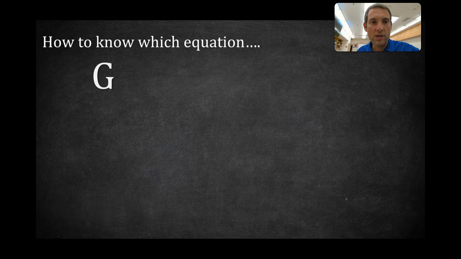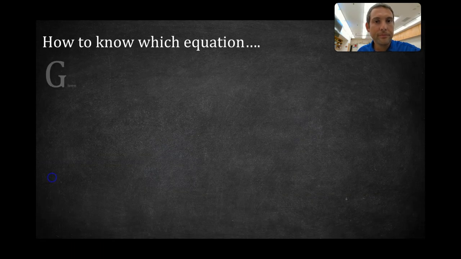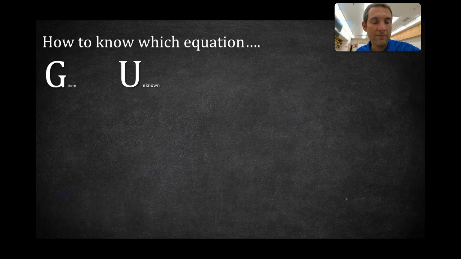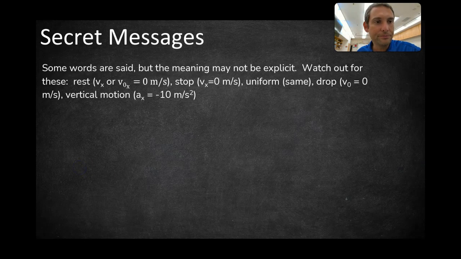How do you know which equation to use? Well, you just GUESS. G stands for given. Write down your given information. U is unknown. What information is the question asking you for? E is the equation. What equation can you use that will give you your unknown while using the given information? And then we solve it, and then we check to make sure it makes sense.